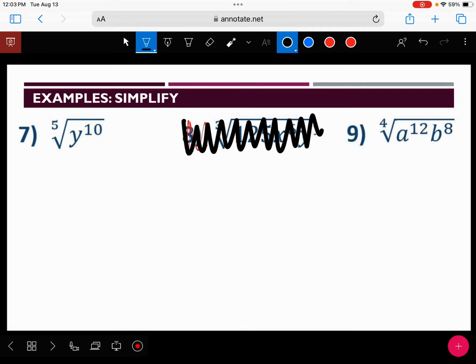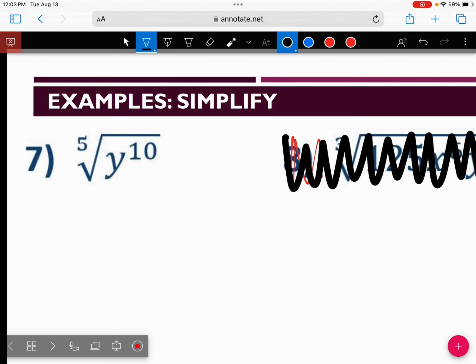All right, so I'm not going to make 10 y's, but if I were to make 10 y's, how many groups of 5 could I create? 2. Would anybody be left out? No, that's my answer.